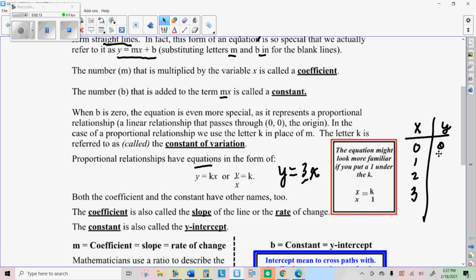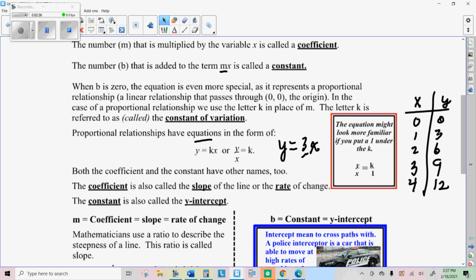Y would be 0, 3 times 0 is 0, 3 times 1 is 3, 3 times 2 is 6, 3 times 3 is 9, 3 times 4 is 12, and so on. So if you don't add anything on, then it's proportional, because notice these ratios of y over x are always the same. 3 over 1 is the same as 6 over 2. They're proportional. It's kind of like they all make the same scale factor. When you divide y by x, you always get this number 3, the rate or the coefficient. Okay?